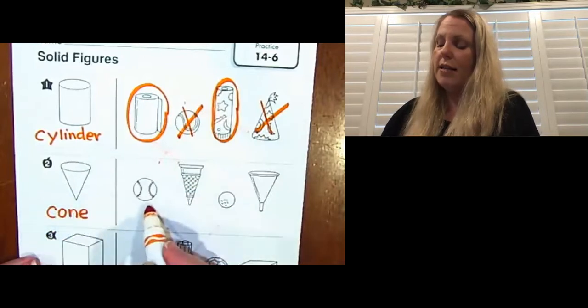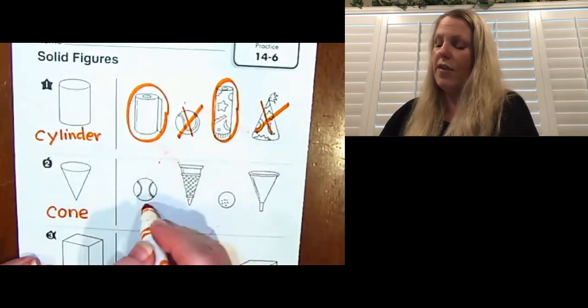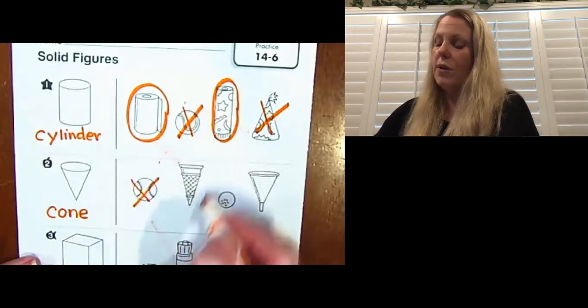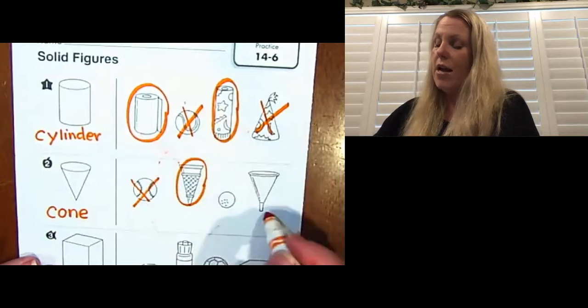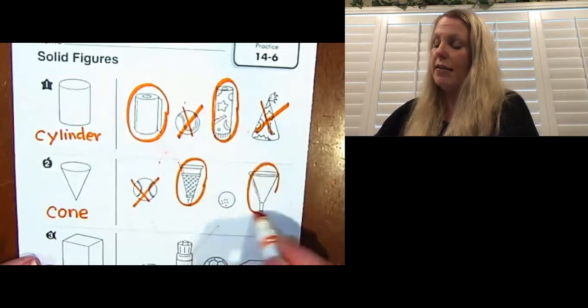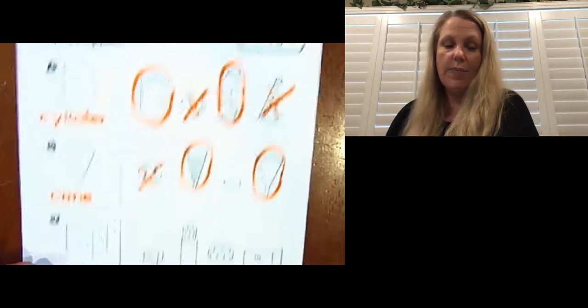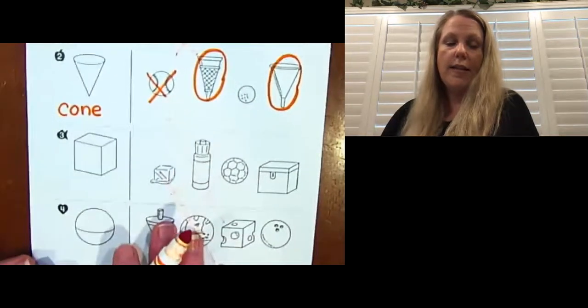Let's look and see, is this a cone? No, this is a sphere. Ice cream cone, yes. Golf ball, sphere. An oil container, yes. Let's scoot it up a tiny bit. And let's look at the last two.